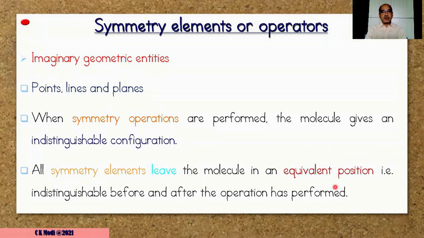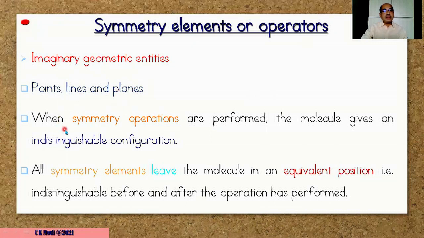Now, while we are talking about symmetry, it has a number of elements or operators or operations. So what do we mean by symmetry elements? Symmetry elements are nothing but imaginary geometric entities. So they are imaginary geometric entities. These entities might be points, lines, or planes.